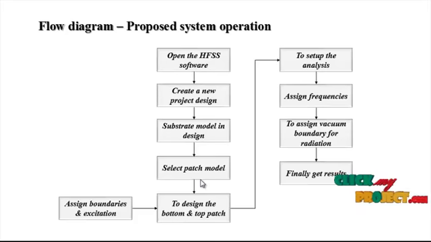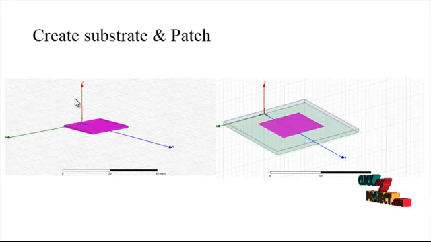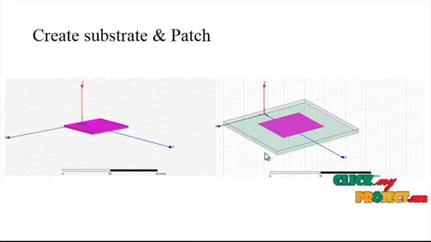We use the rectangular patch with the dimensions x and y given in the paper. Select the patch model, as shown in the figure. This is the page of the substrate and the patch. The substrate is like a sandwich model: the substrate is between the top antenna layer and the bottom ground. For the substrate, we use FR4, with a dielectric constant of 4.4. Here we use the rectangular patch antenna on top of the substrate.